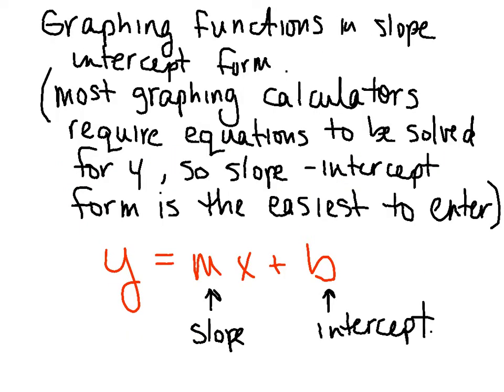Graphing functions in slope-intercept form. Most graphing calculators require equations to be solved for y. So slope-intercept form is the easiest to enter. Y equals mx plus b. M is your slope, usually a fraction. B is your intercept, the y-intercept, where it crosses the y-axis.